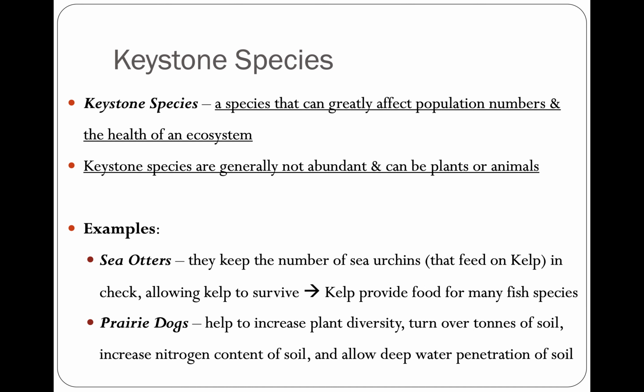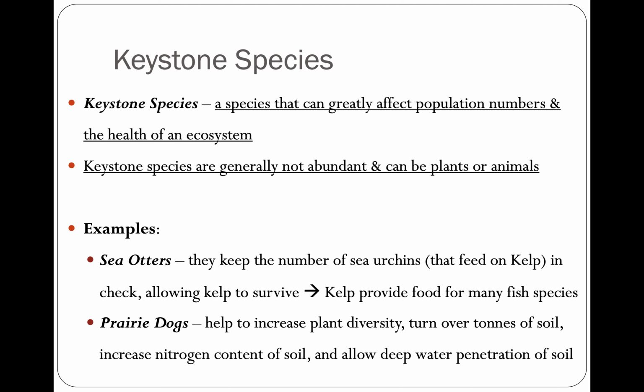The keystone species, though, is a specific organism that affects the population numbers of other organisms as well. So the keystone species could also be the dominant one, right? But it doesn't have to be. So dominant species and keystone species can overlap, but they don't have to. Let's look at an example of a keystone species. A sea otter is an example, and prairie dogs.